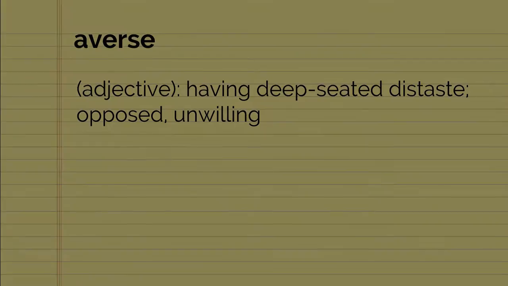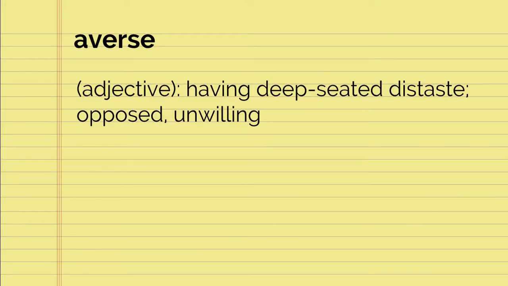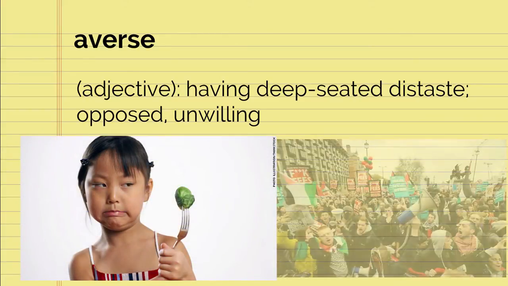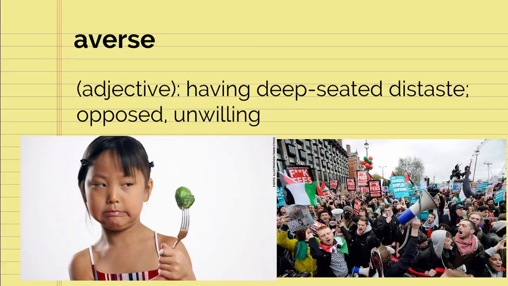Okay. Our next word today is averse. It's an adjective which means having deep-seated distaste or opposed or unwilling to do something. So we've got this little girl with the Brussels sprouts, and then we've also got these protesters down here with their signs and their bullhorns. So averse has these two definitions. The first part just means disliking something intensely. That's the girl with the Brussels sprouts. The second definition means opposed or unwilling. So that could mean political opposition, like being averse to coal mining, or it could mean having an opposition to something generally, like conflict. I'm averse to conflict.